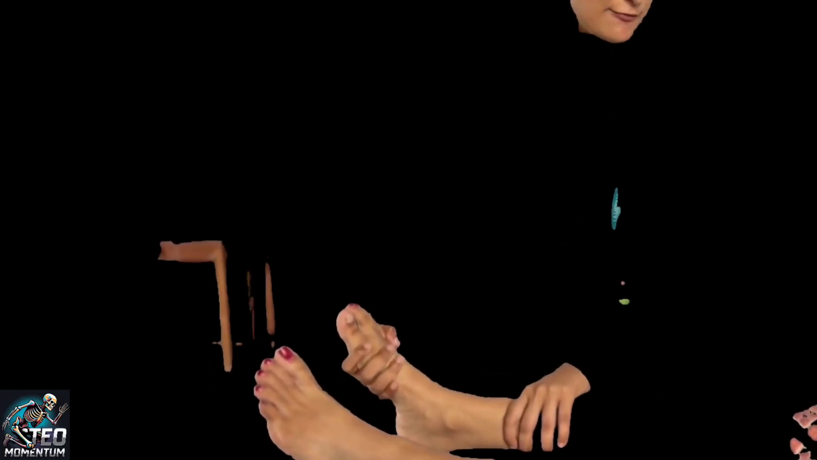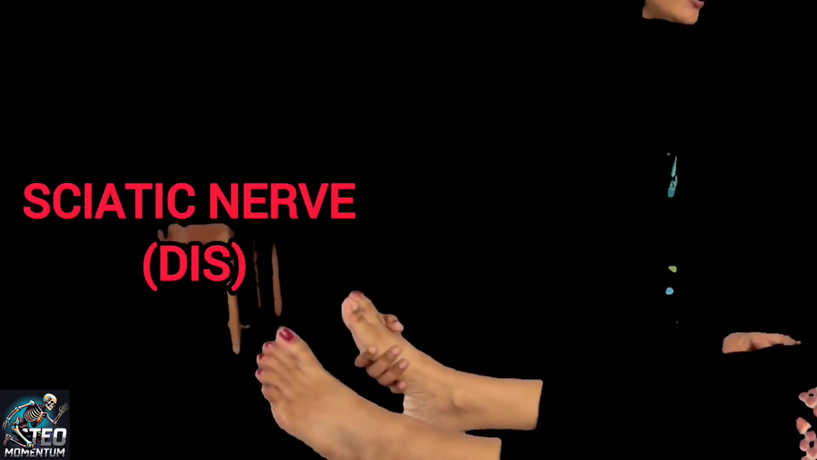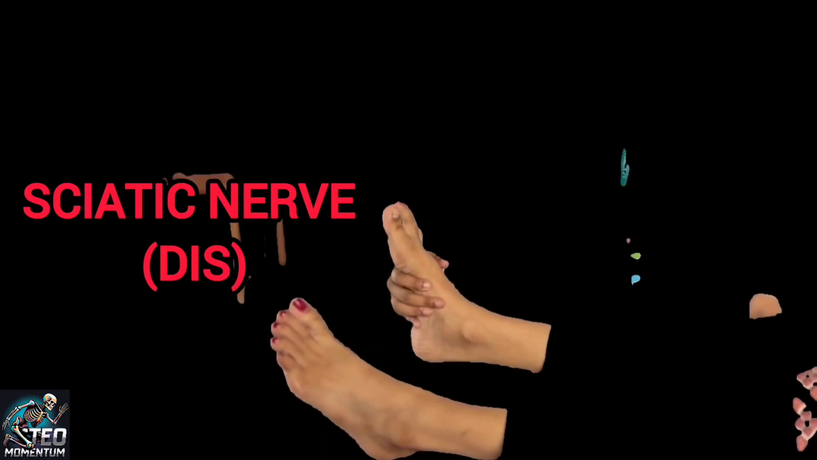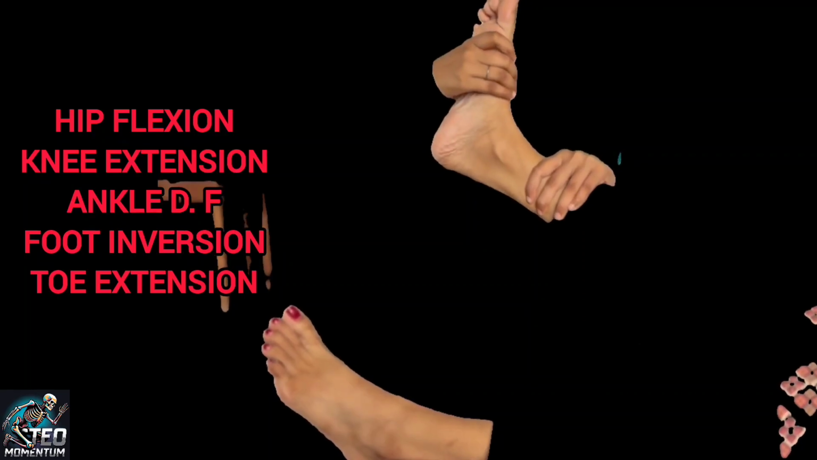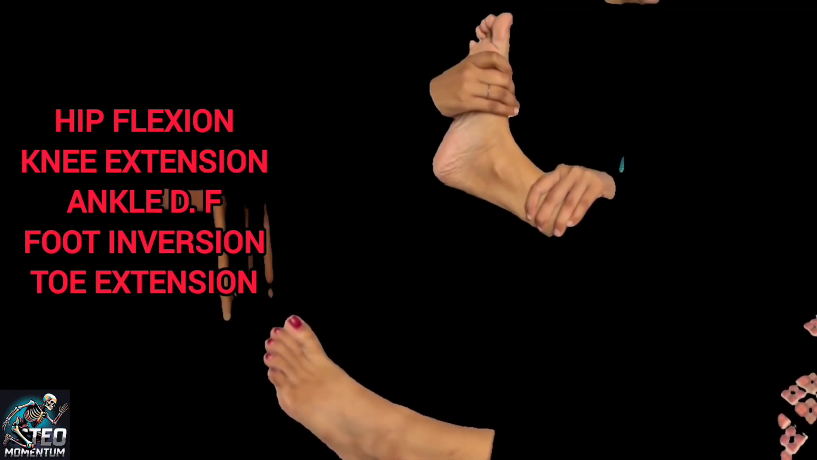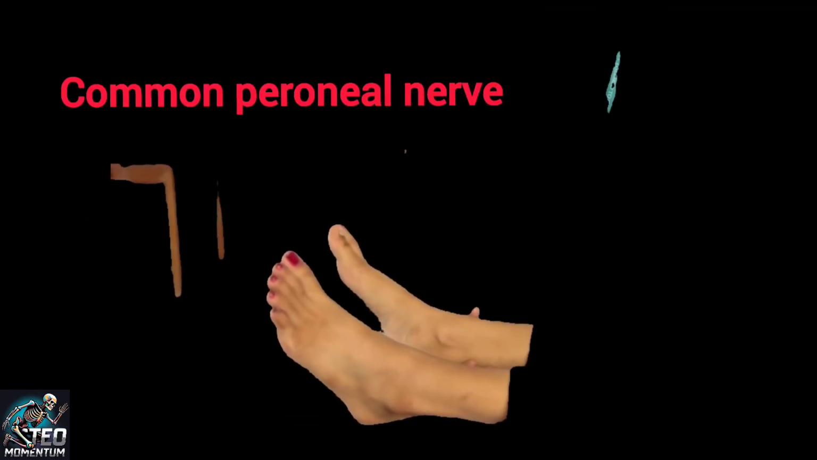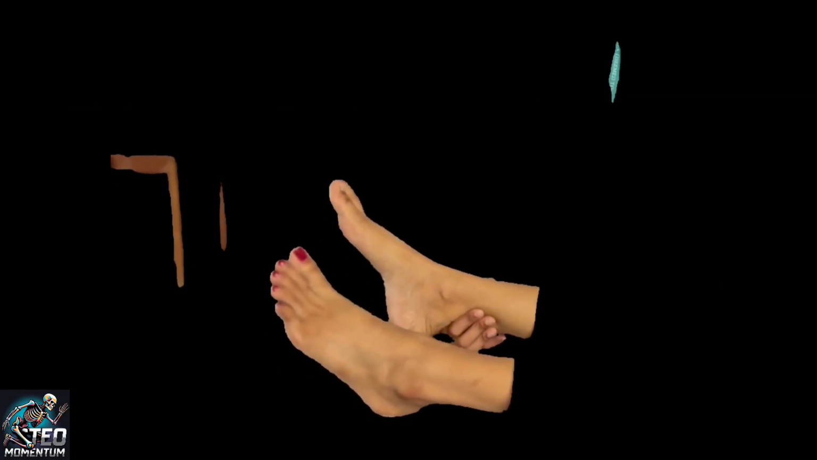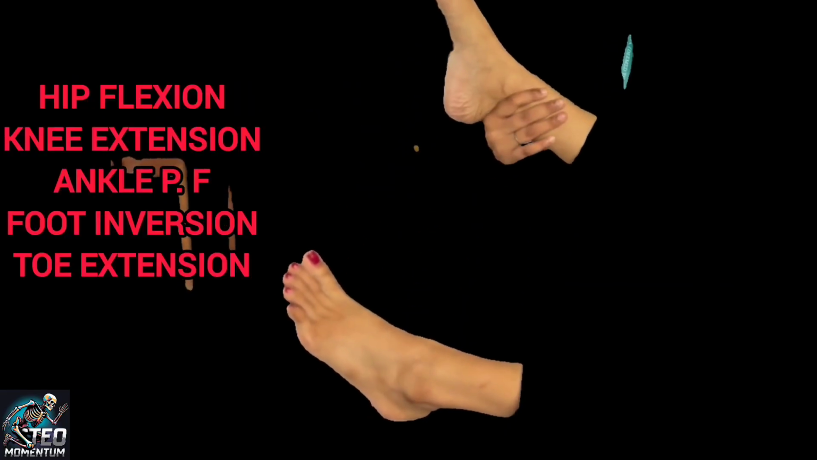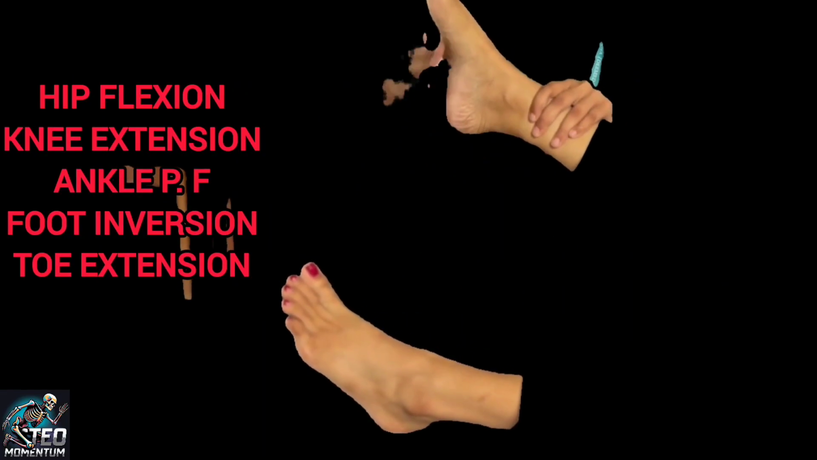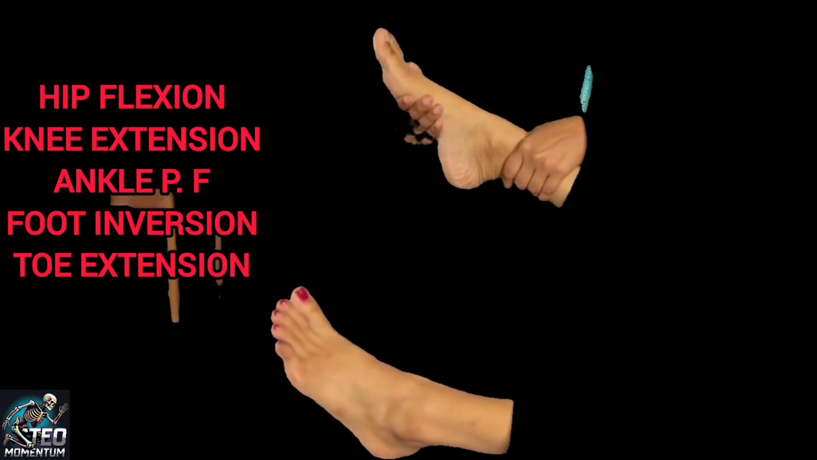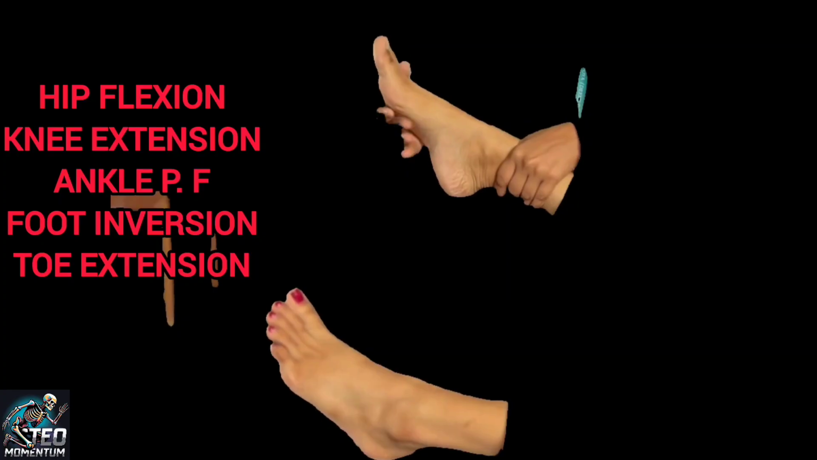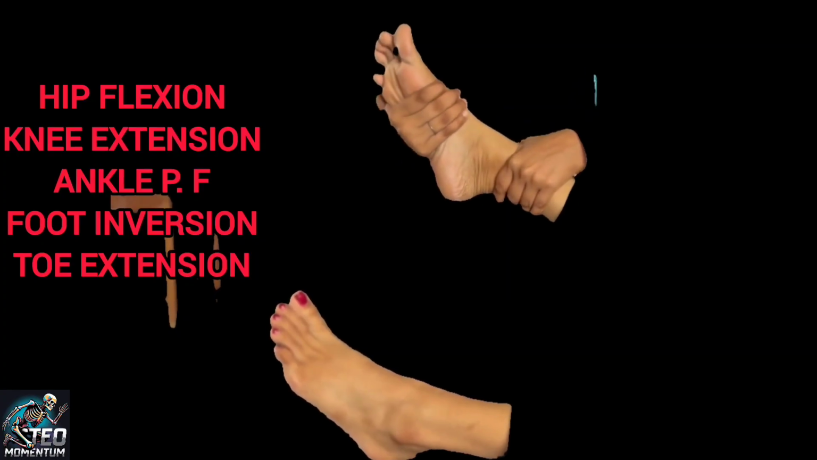Next, for identification of sciatic nerve involvement, easy to remember by DIS. That means dorsiflexion and inversion, that is the sciatic nerve. Next is the common peroneal nerve. Along with the SLR, do plantar flexion and foot inversion. Here also, if the patient complains of any neurological symptoms, this test is positive.